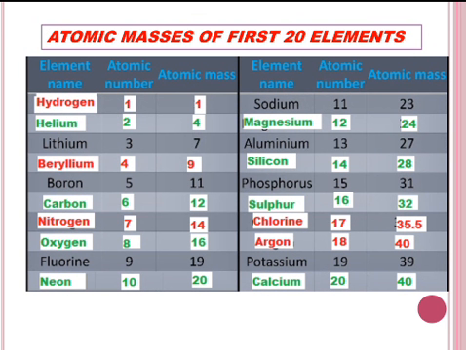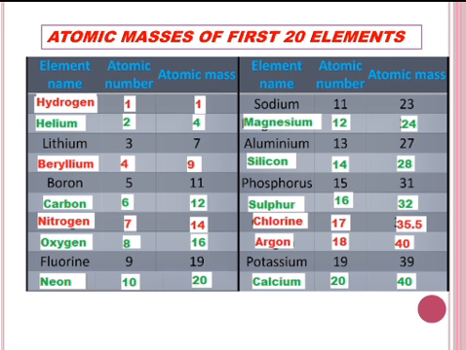Students, in one of my video lectures, I have explained the easy tricks to learn the names of the first 20 elements with their atomic number, number of protons, number of electrons, number of neutrons, their electronic configuration, their valence electrons and valency. If you want to revise, watch that video once again, whose link is displayed here on the screen.